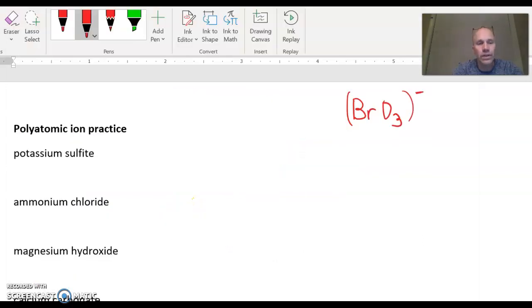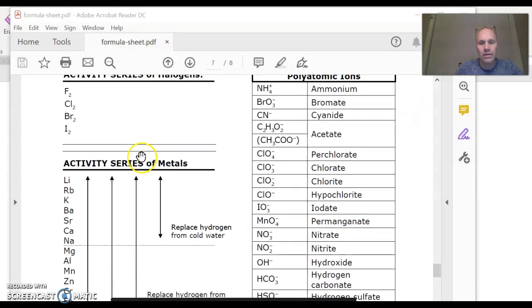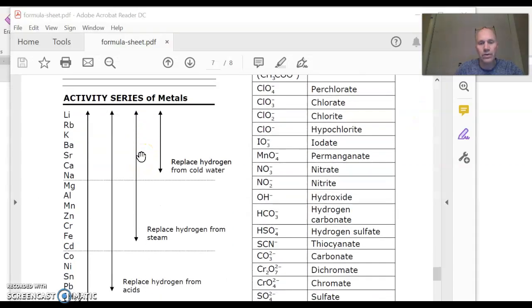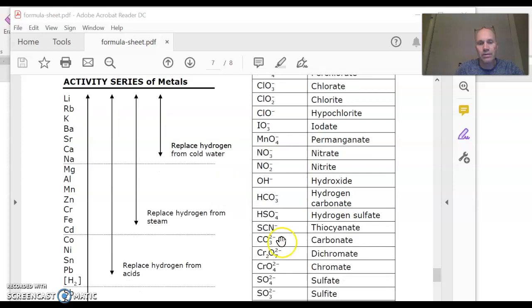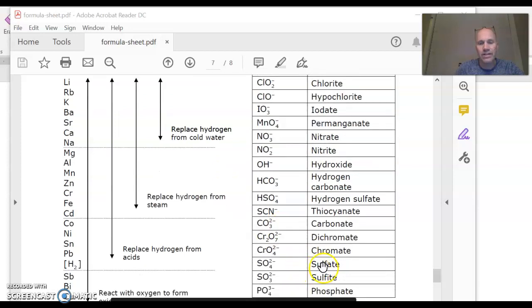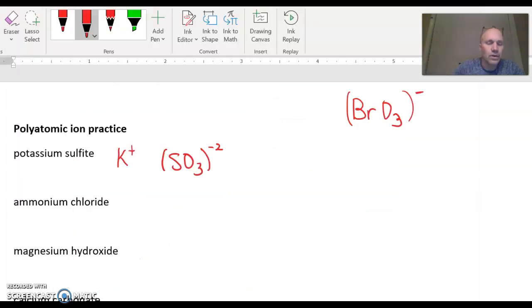So now we need to apply the crisscross rule, and we need to write down the atoms. Potassium's charge is +1. Then we need to figure out what sulfite is. If you scroll through the polyatomic ion list, at the bottom you have sulfite right here, and it gives you the formula. Again, put the atom quantities in parentheses and put the charge on the outside. So this part right here is the potassium part, and this part right here is the sulfite part.